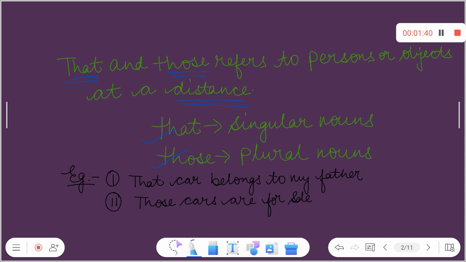For example, if I say, that car belongs to my father, we can very easily understand that that car is standing at a distant place. And when I'm saying those cars are for sale, I'm pointing out to those cars and of course they are not very nearby. They are at a distant place.